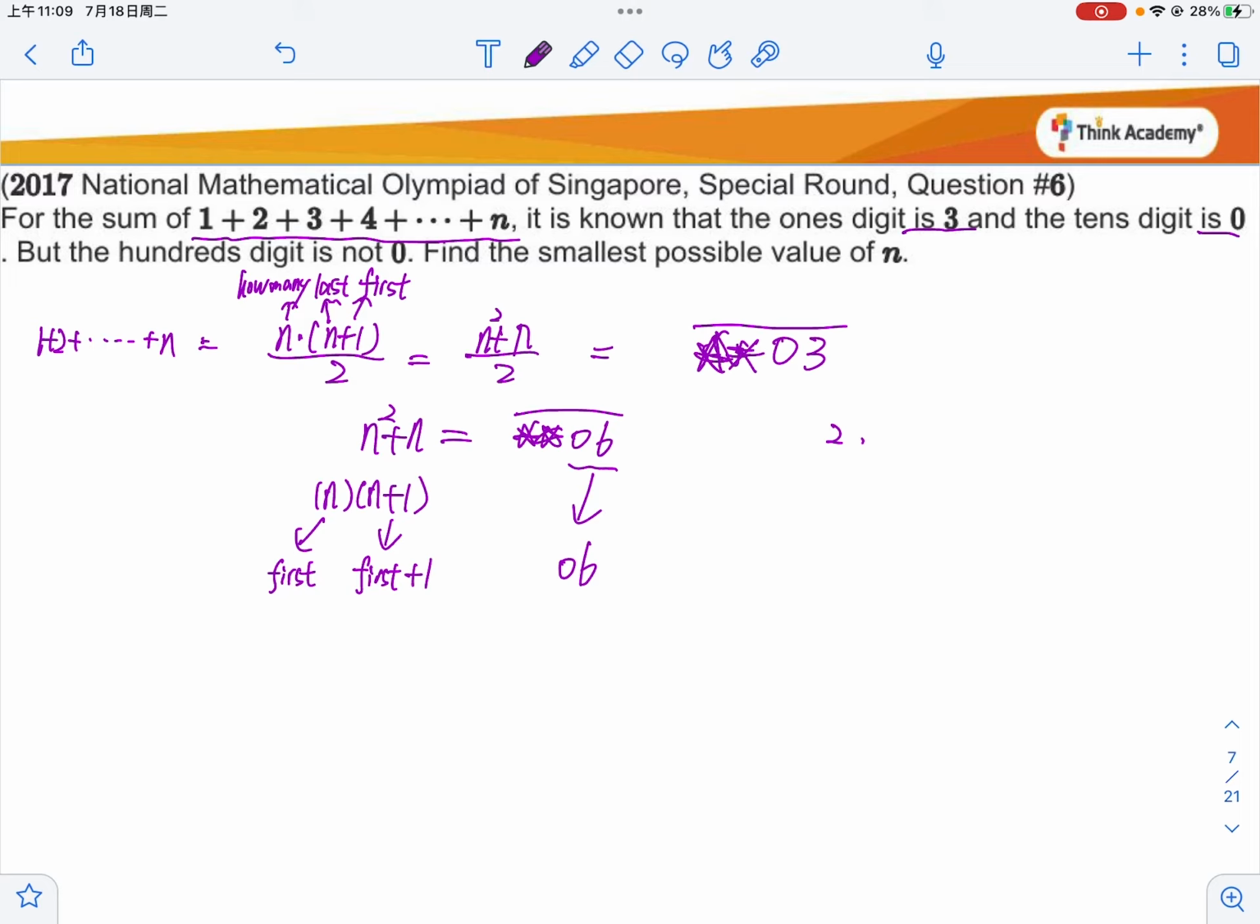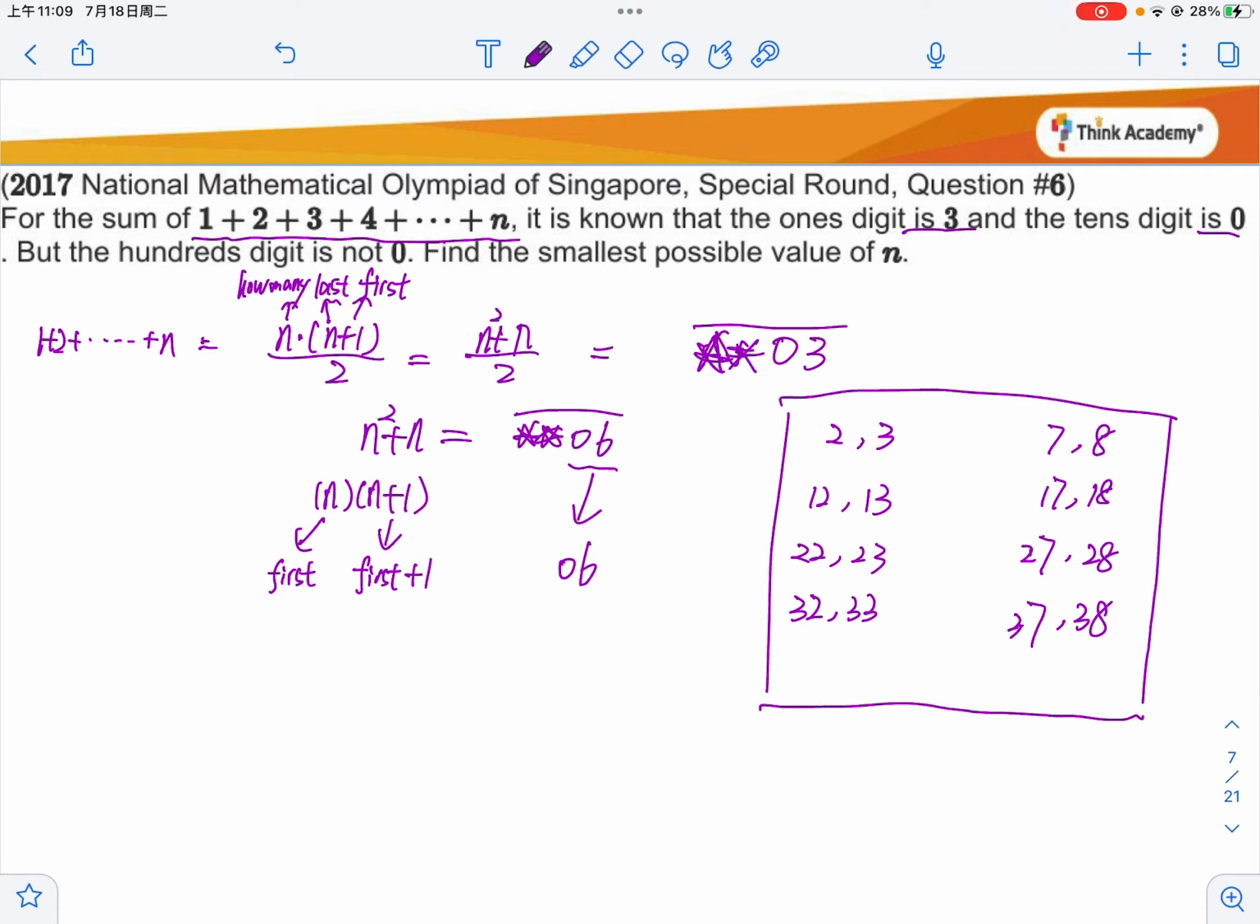Maybe you find 2 and 3, right? 2 times 3 is 6. And 7 times 8 is also 6, right? So you need to find out 12, 13, maybe 22, 23, 32, 33, and 17, 18, and 27, 28, and 37, 38. You should check whether you multiply the 2 numbers and the last 2 digits are 0, 6.